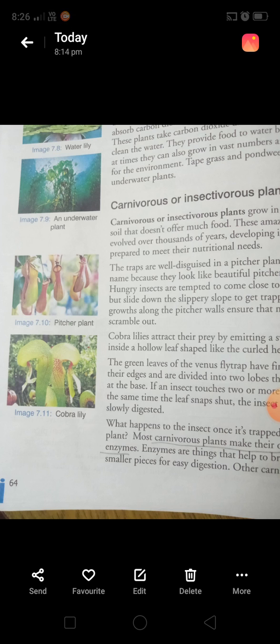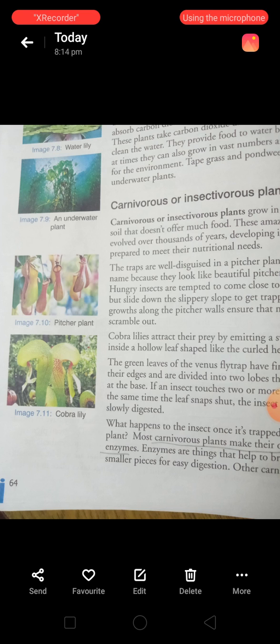The next one is the Venus flytrap. The leaf of the Venus flytrap is divided into two lobes with fine hairs at the edges. If an insect touches the hairs of the leaf, it shuts both the leaves or lobes, and the insect gets trapped and slowly digested by the leaf.